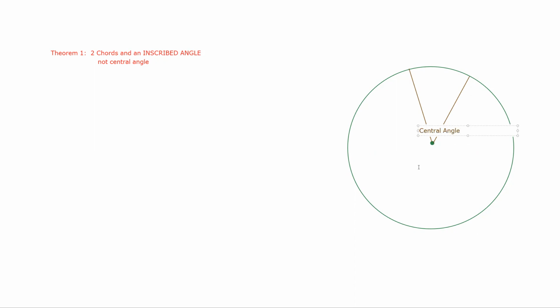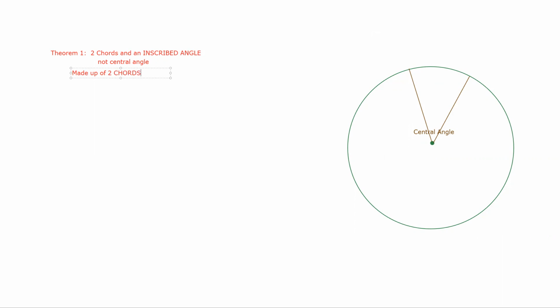Not this one. But you need to remember what that is because we will be still talking about central angles. But for now, we're talking about an inscribed angle. So what do we need to know about an inscribed angle? It's made up of two chords.